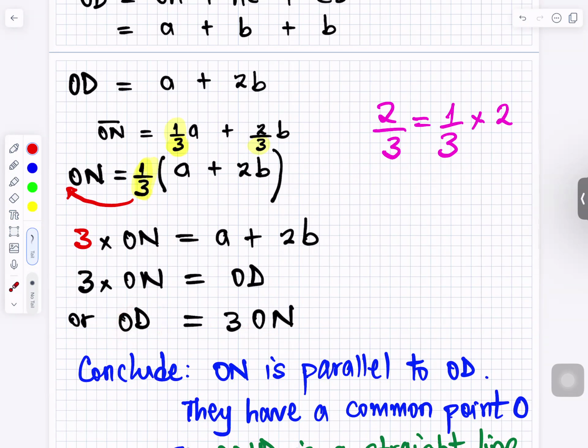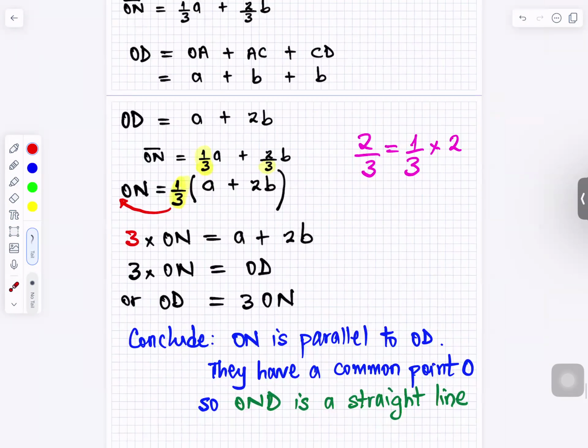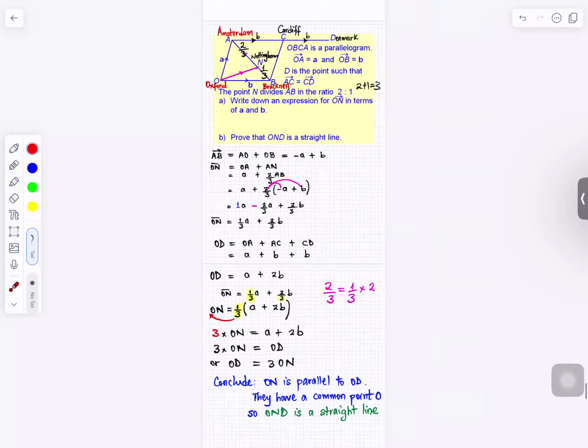Now you conclude. ON is parallel to OD because OD is 3 times ON, it's a multiple. And they have a common point O. There's O there and there's O there. The common point is O. So OND is a straight line. So that's the complete answer for that question.